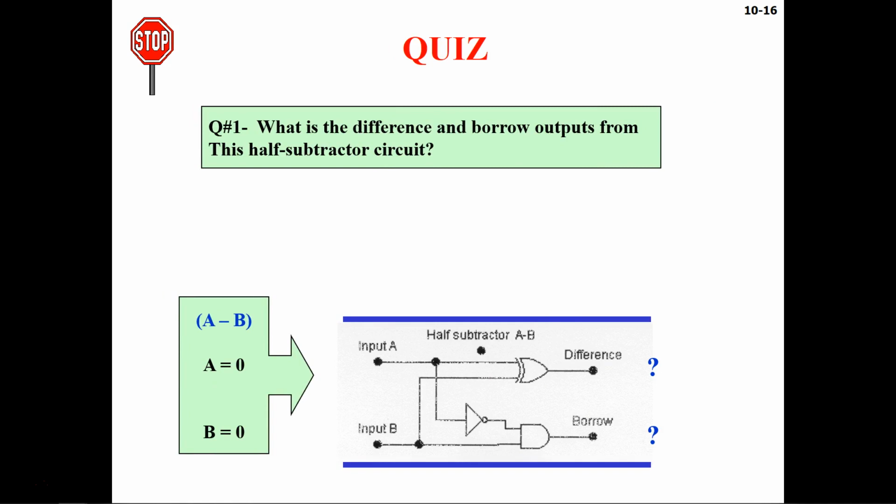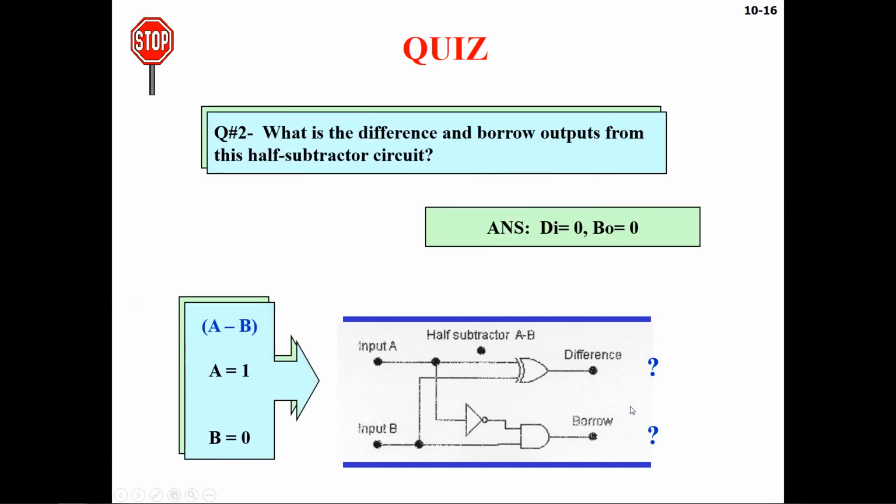What are the difference and borrow outputs from this half subtractor circuit? Now you have A equals 0 and B equals 0. A is going in here and B is going in here, and complemented A is going into the AND gate, and some part of the B input is also going into the XOR gate. So what will be the difference? The difference is going to be 0, because if you subtract 0 minus 0, the difference is 0 and there is no borrow. So the answer is this.